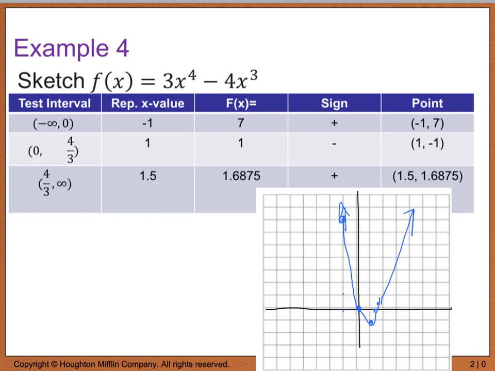Now, both of our ends, as we predicted, are going to be rising on the left and the right. We have our zeros. We did predict that we would have negative y values in between the points 0 and 4/3 because of the sign change up here. So it looks like we've got all of the pieces of our graph now.